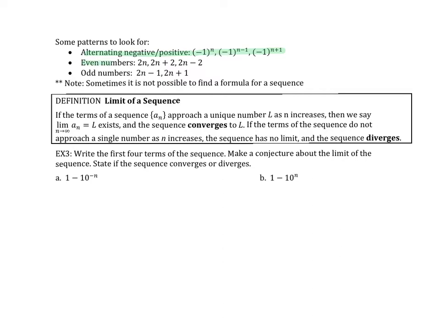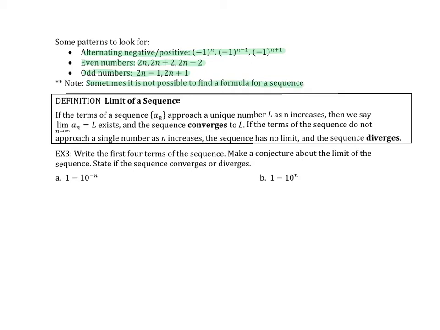If you have even numbers, it's always 2 times something, or plus or minus 2, plus or minus 4. Odd numbers, it's 2 times your n value, but you're either going to add or subtract 1, add or subtract 3, add or subtract 5, and so on. So again, sometimes it's not possible to find a formula for a sequence.